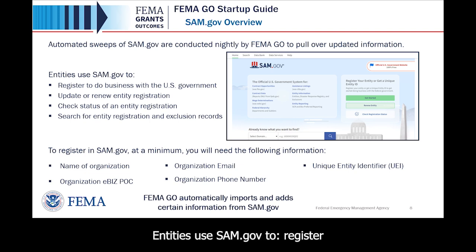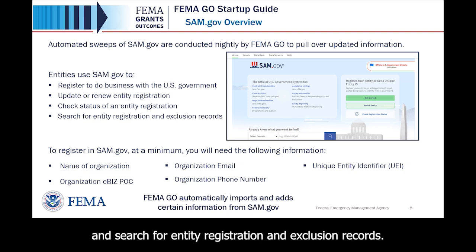Entities use SAM.gov to register to do business with the U.S. government, update or renew their entity registration, check the status of entity registration, and search for entity registration and exclusion records.